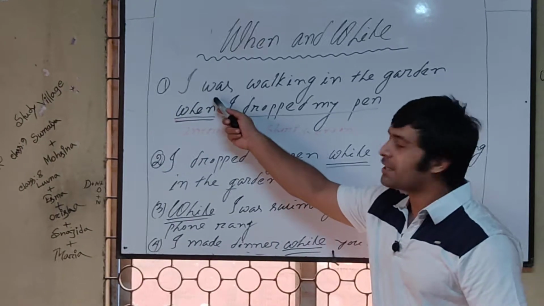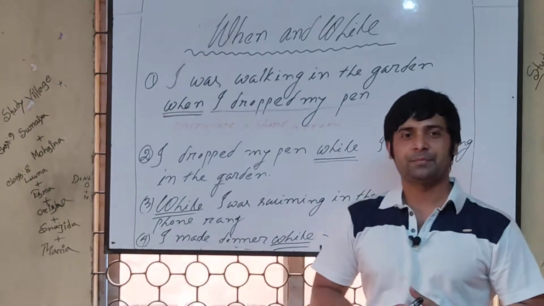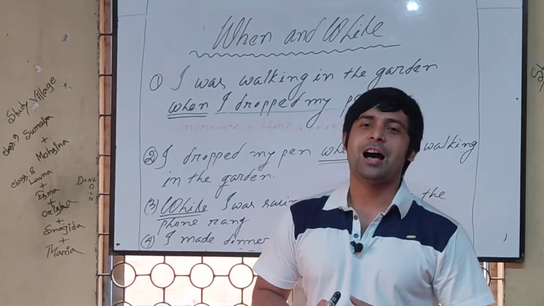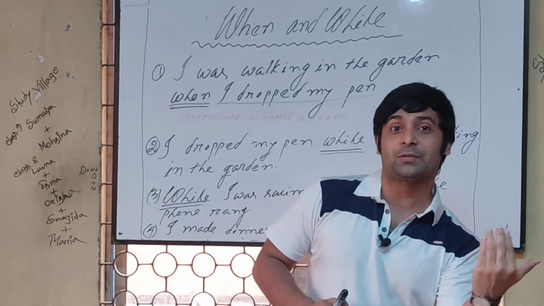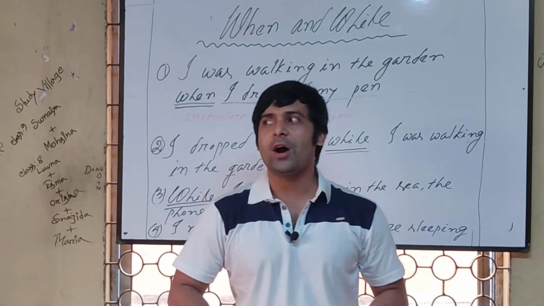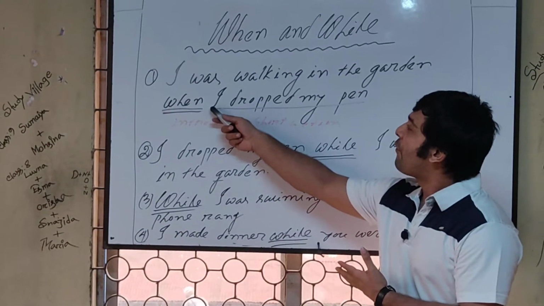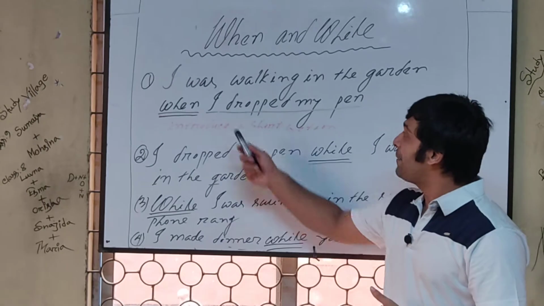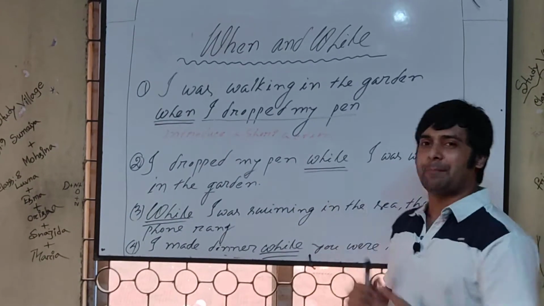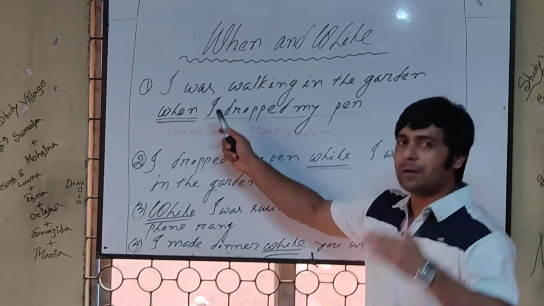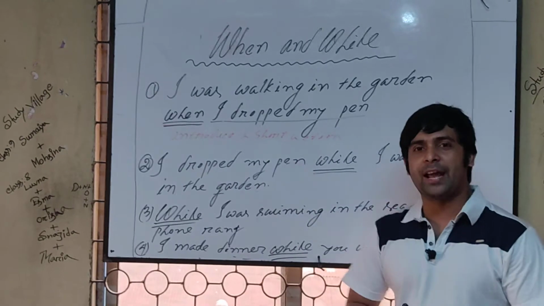So, my dear students or my dear viewers or learners, I was walking in the garden. Okay, right now I am walking in the garden. So, once I was walking in the garden. So, when I was walking in the garden or while I was walking in the garden, that depends on the next part of the sentence. So, that is, I dropped my pen. So, my dear viewers, I was walking in the garden when I dropped my pen.